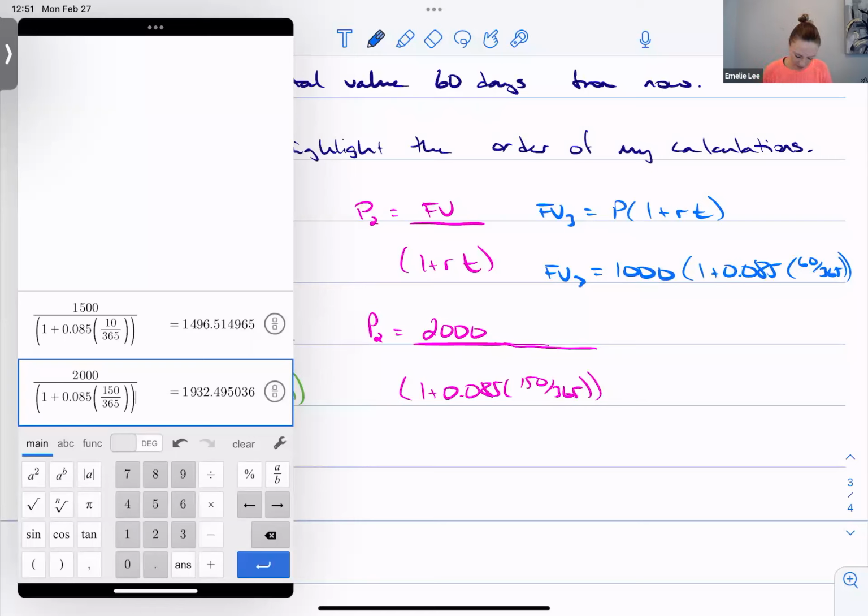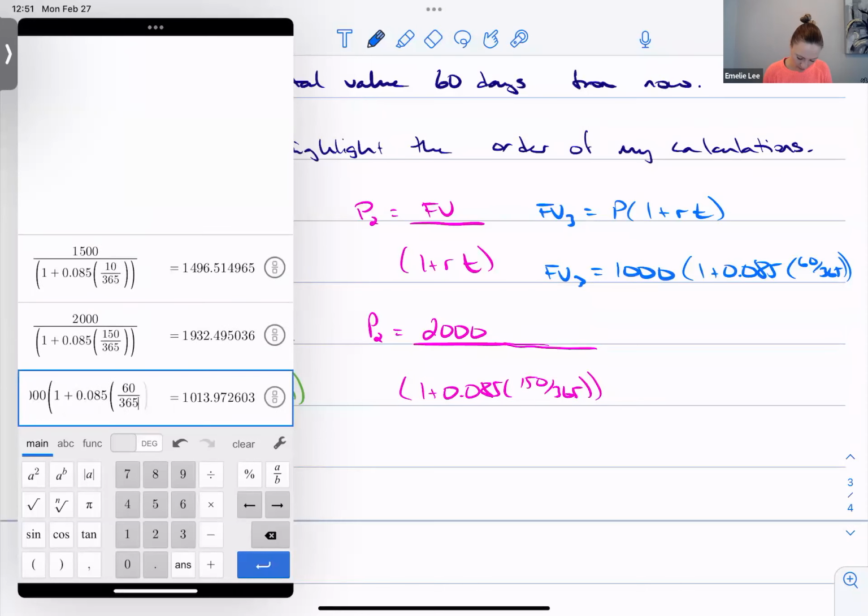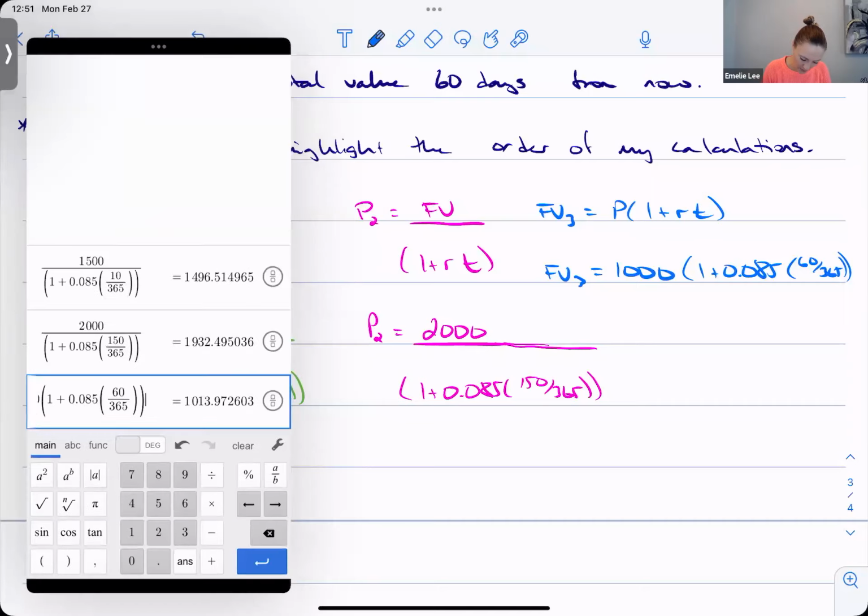And then finally my future value is 1,000 times 1 plus 0.085 times 60 over 365. 1,000 is going to grow, right? $1,013.97.